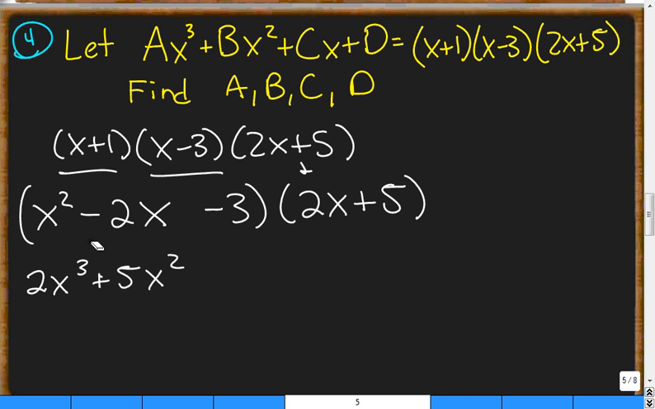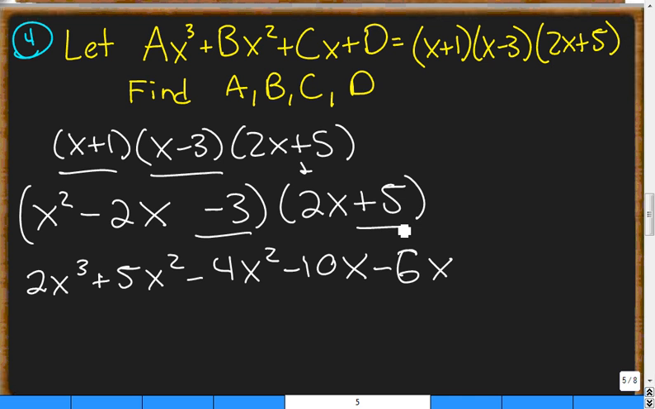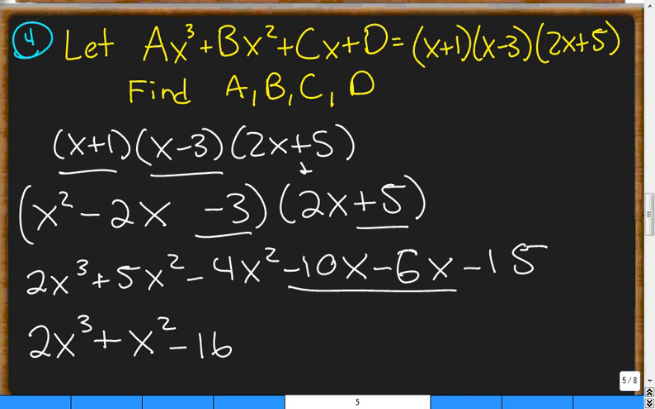Then we move along, we pick the negative 2x. So the negative 2x times 2x makes negative 4x squared. The negative 2x times the 5 makes a negative 10x. And then finally we get to the negative 3. We do negative 3 times 2x makes negative 6x. And the negative 3 times the 5 makes a negative 15. Well, if we go through and simplify this, we're going to get 2x cubed. These together make a positive x squared. These together make a negative 16x. And then we just have a minus 15 at the end.